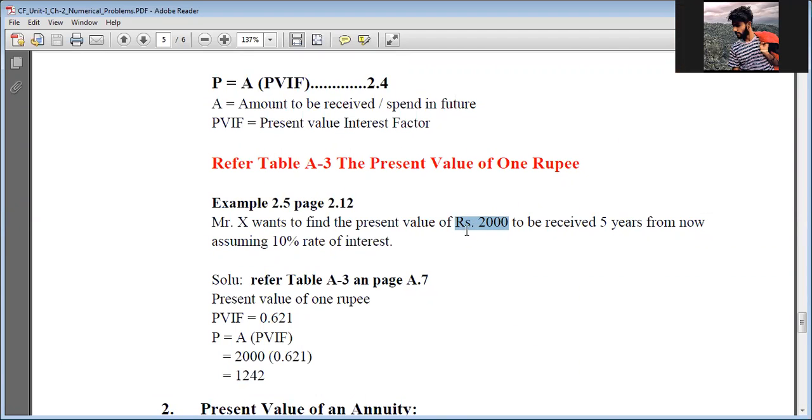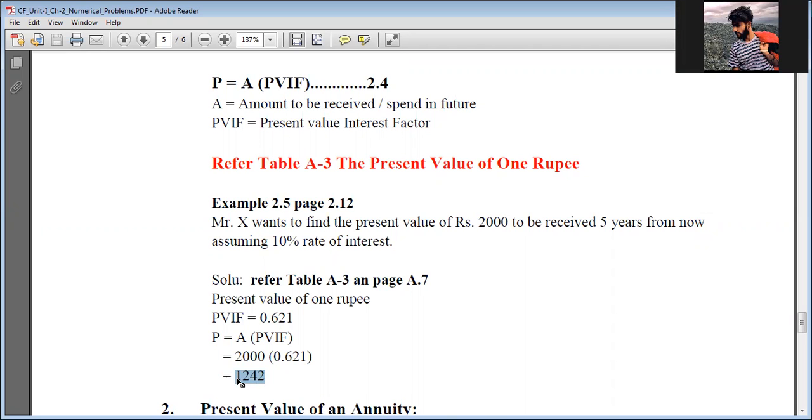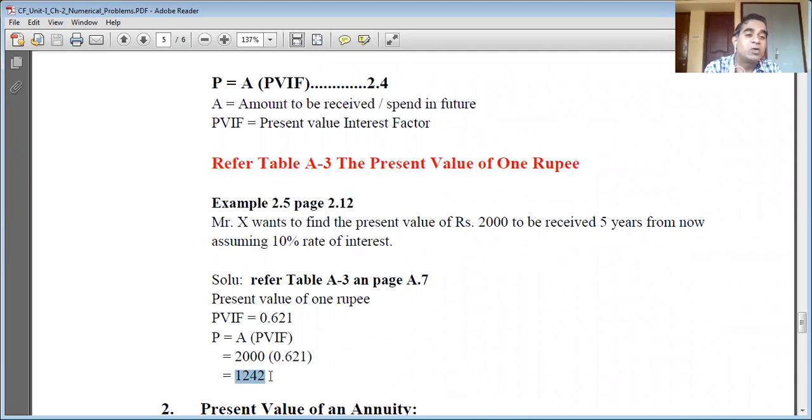So when we convert the 2000 rupees to be received after 5 years, what is its present value? Its present value is only 1242 rupees. But your friend is asking you to lend him 1500 rupees at present. So when he returns 2000 rupees after 5 years, your actual loss, when you convert 2000 rupees into its present value, is that you receive only 1242. So we'll have a loss of 252 rupees in real terms.